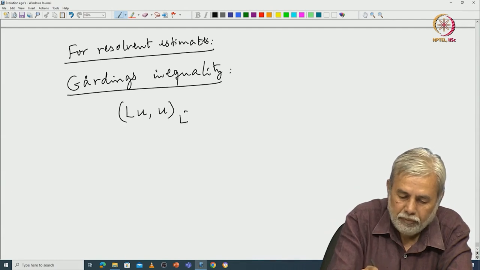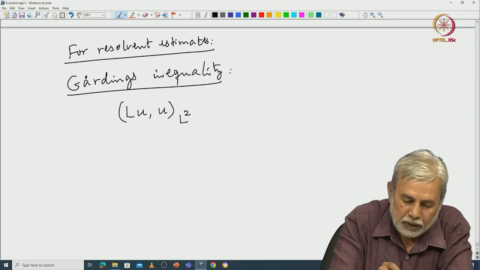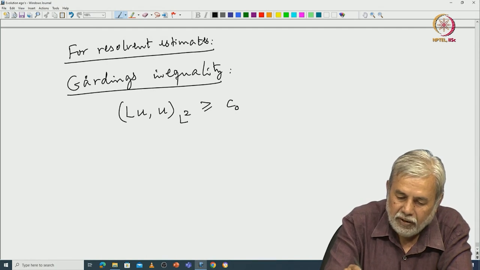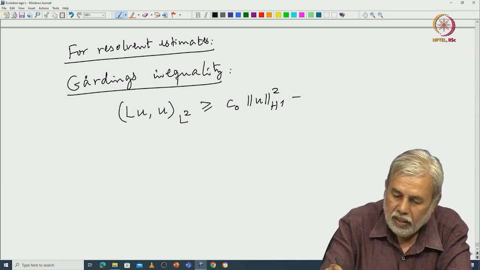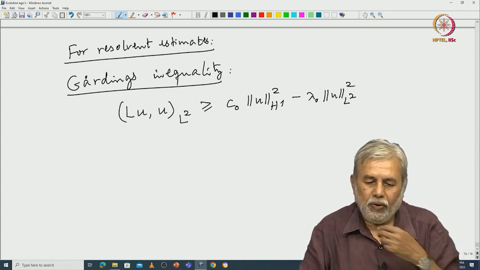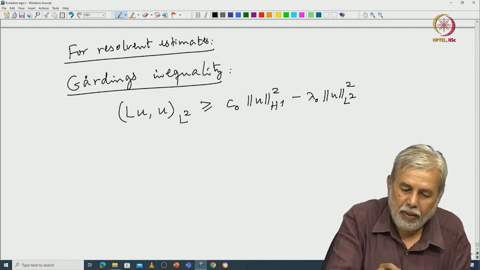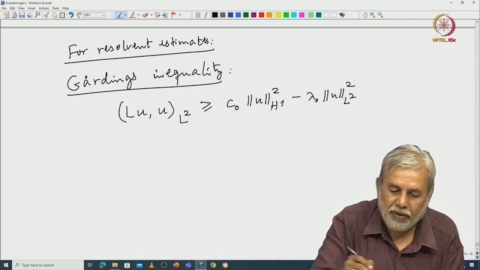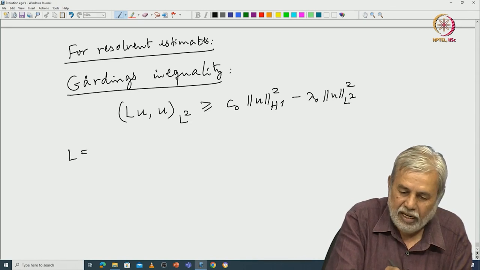L2. If you are working in complex space, we have to put a real part here. So, u in H1 square minus lambda 0. Okay, so this that L is the same thing. So this already we have seen many times. This cannot be avoided even if we just take for example Laplacian, minus Laplacian.